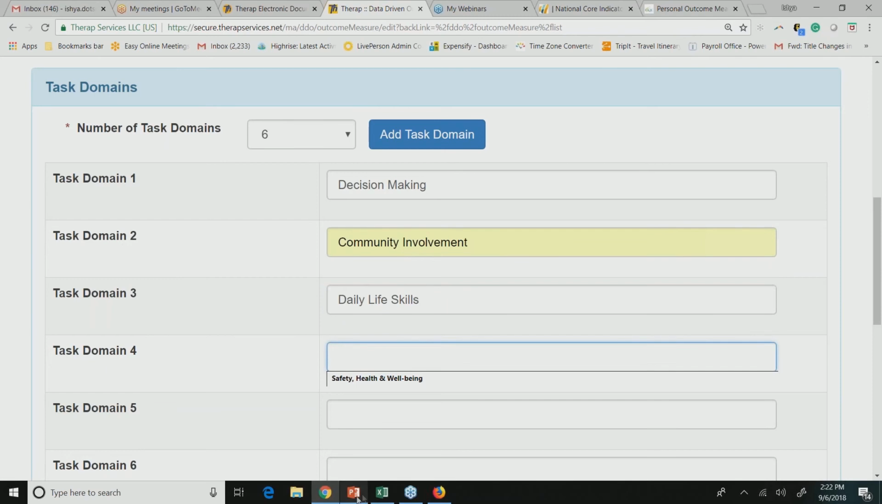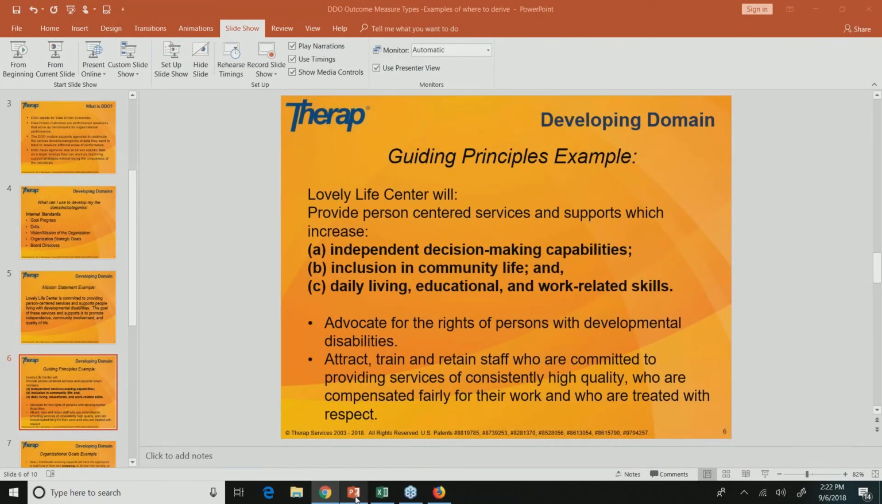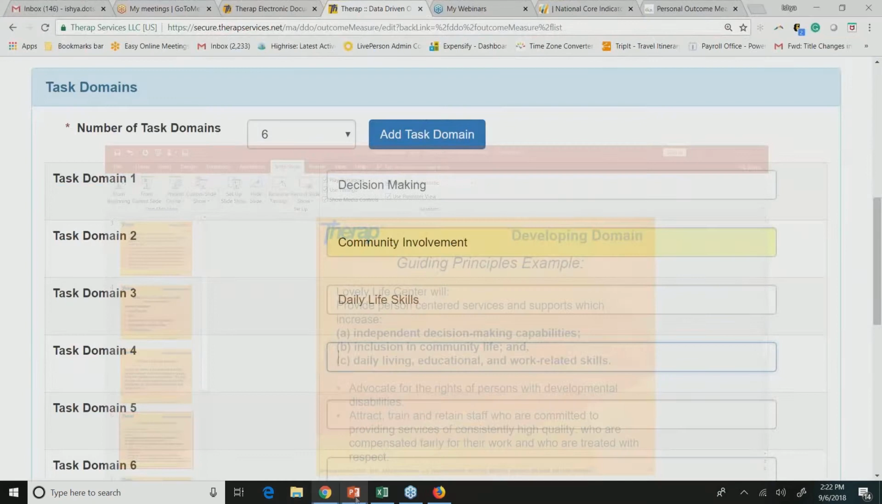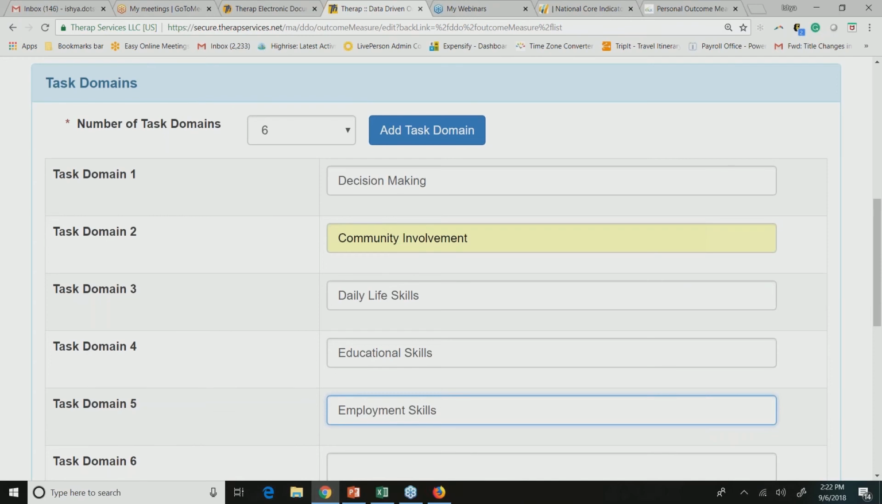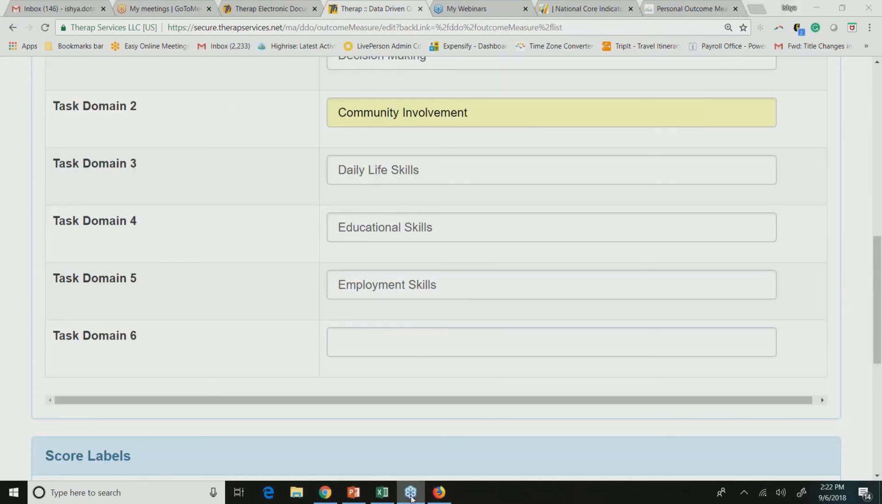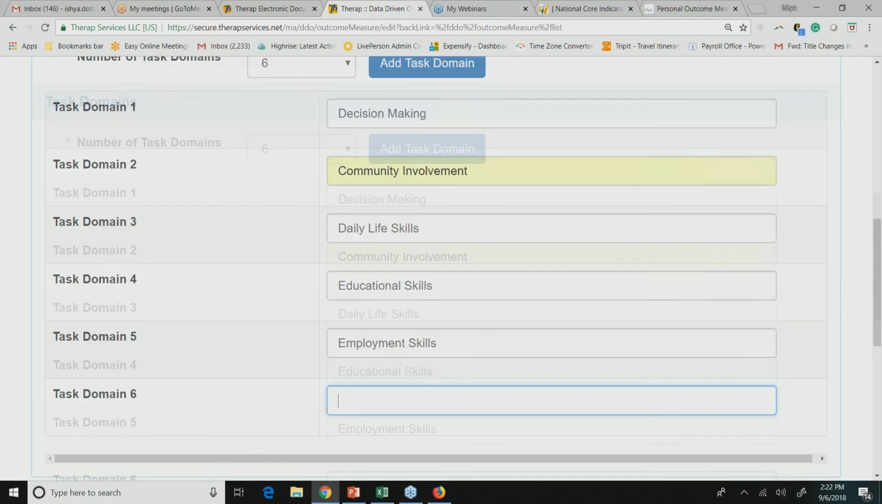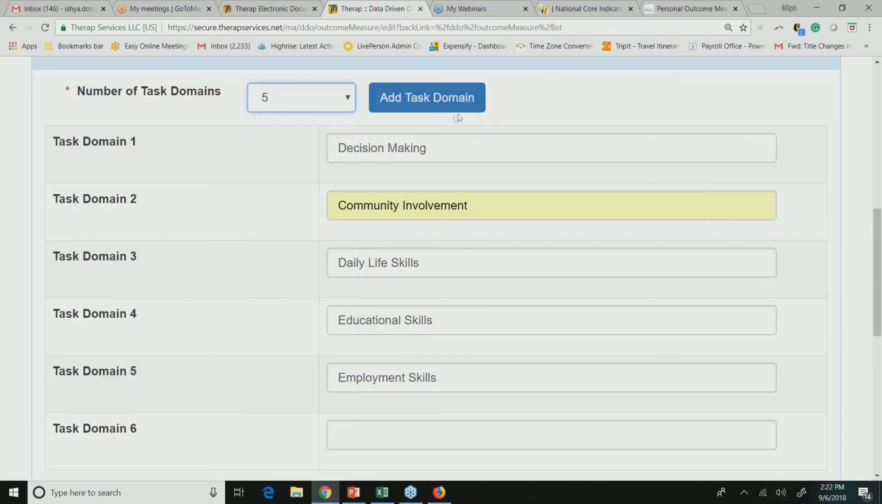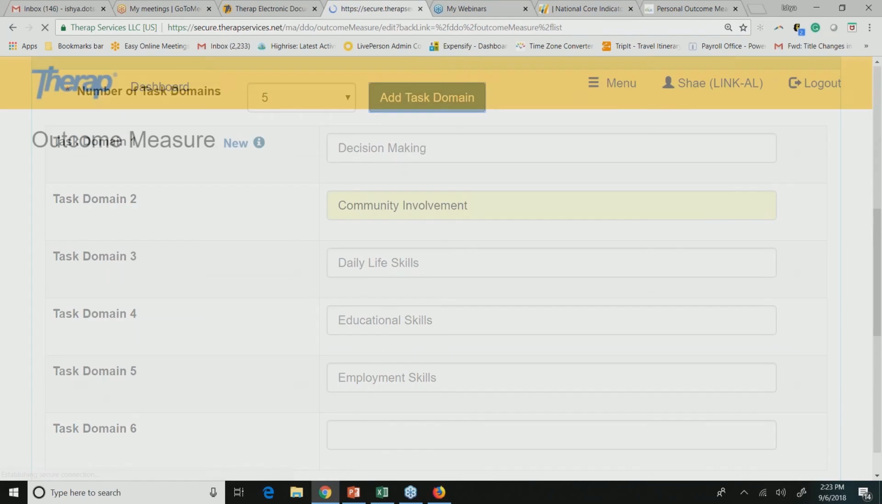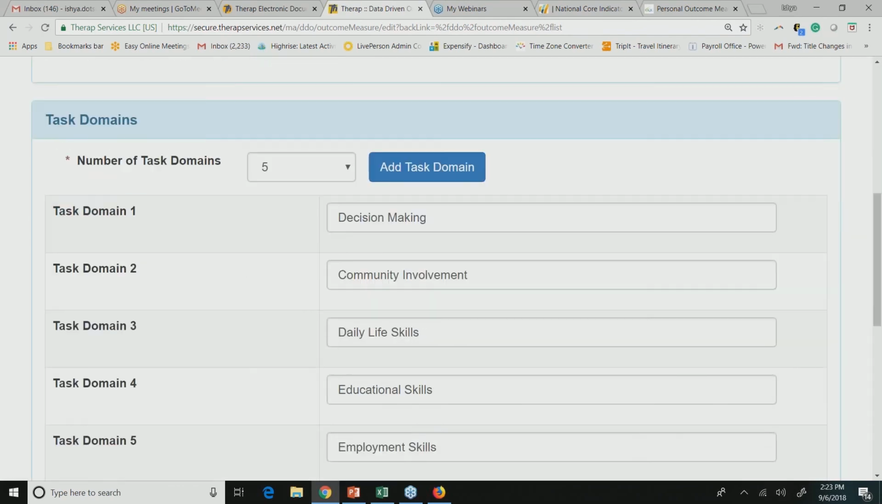let's look back at that really quick. Educational, and maybe I want to put in employment skills. And so if those are all the ones that I need, I don't need anything different. Maybe I don't need as many. I can just change it back to 5. And that will allow that to be.